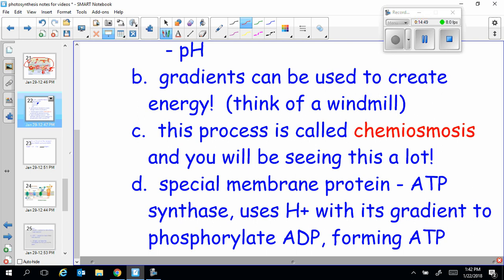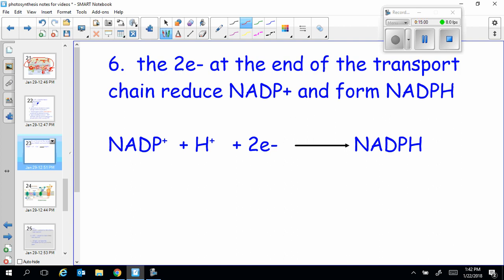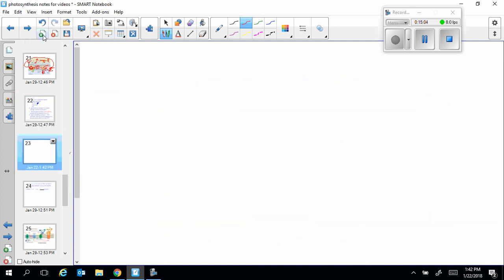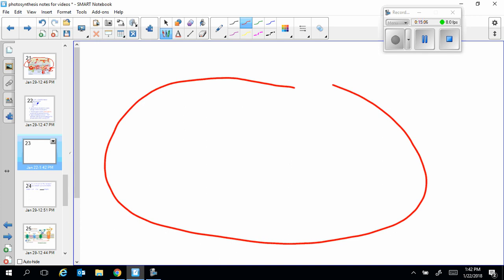It's going to use the H plus gradient to add a phosphate group onto ADP. So I'm going to show you how that happens. I want to create an open page here. Again, I'm going to do my diagram first, knowing that you're going to be looking at other diagrams that are going to be much neater. But here is what it looks like.